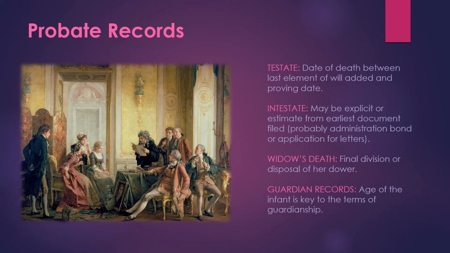Now, if the individual left a will, and we call that person testate if they have a will, you can bet that he or she died between the date the last part of the will was written and signed and the date the final document was submitted to the court for recording. The date of the will is obviously found within the text of the will itself. And remember that codicils may have been added later to revise the will, and they too will be dated, but slightly later than the will date.